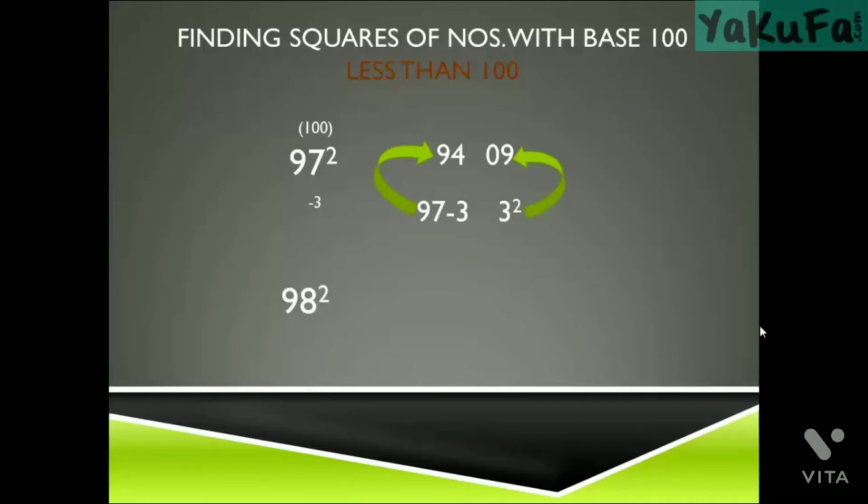Let's take another example. 98 is two numbers less than 100, and its base is 100. First we square that number, that is 04, and we subtract 2 from 98. It comes out to be 96. So its answer is 9604. This is the way you find squares of numbers with base 100 that are less than 100, not above 100.